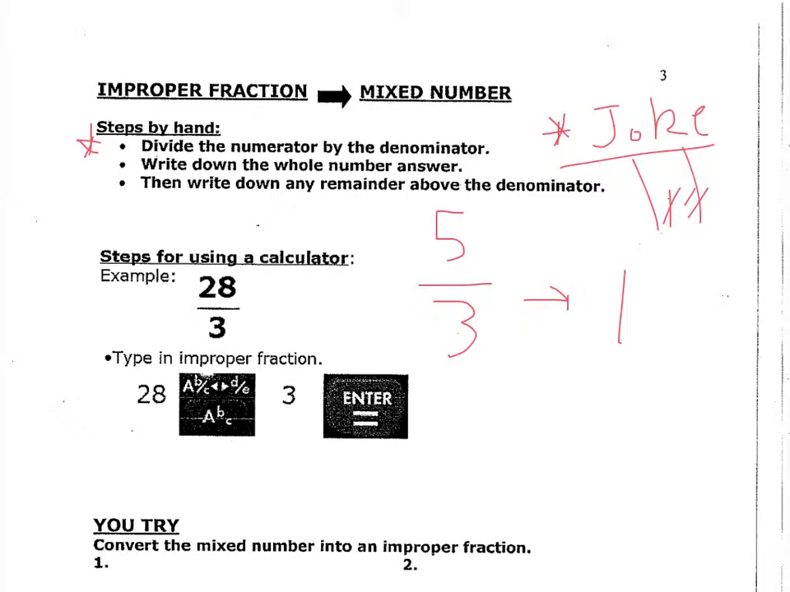Then we're going to write down any remainder above the denominator. So the remainder, if you divide it, 3 goes into 5 one time, 2 left over. So 2 goes in your numerator, and then what goes in your denominator is your old denominator. So we're going to bring that over here, and 5/3 becomes 1 2/3. So that's the way you do it by hand. Now let's try it on the calculator.